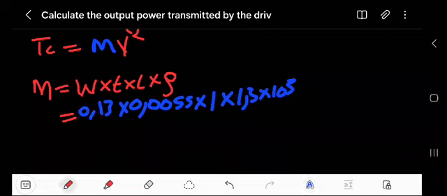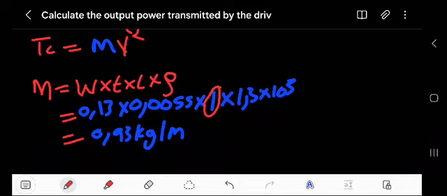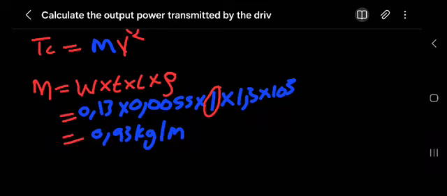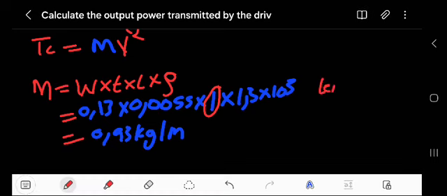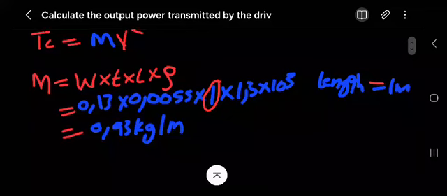Then the mass is 0.93 kg per meter. Remember, we've used 1 there, per meter. Remember, our length, when you substitute, we're supposed to always use a length of 1 meter there. Right, so that we have.